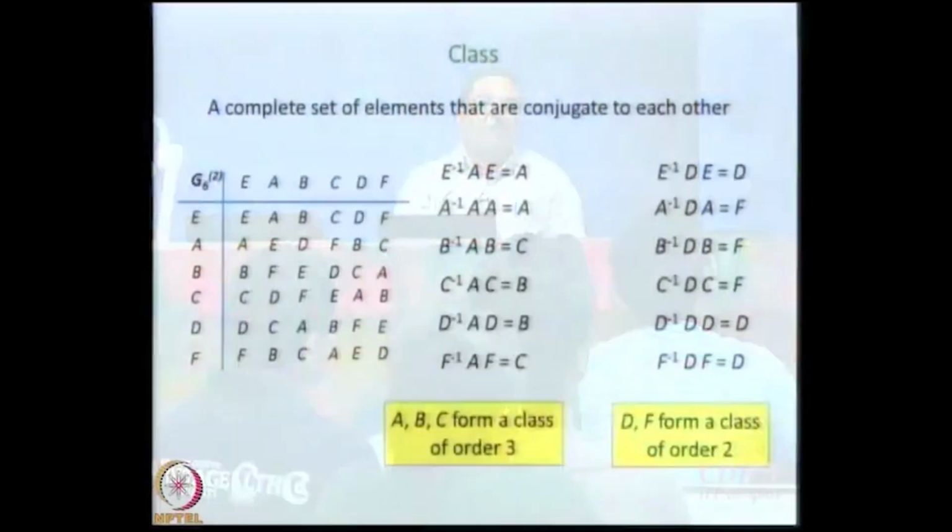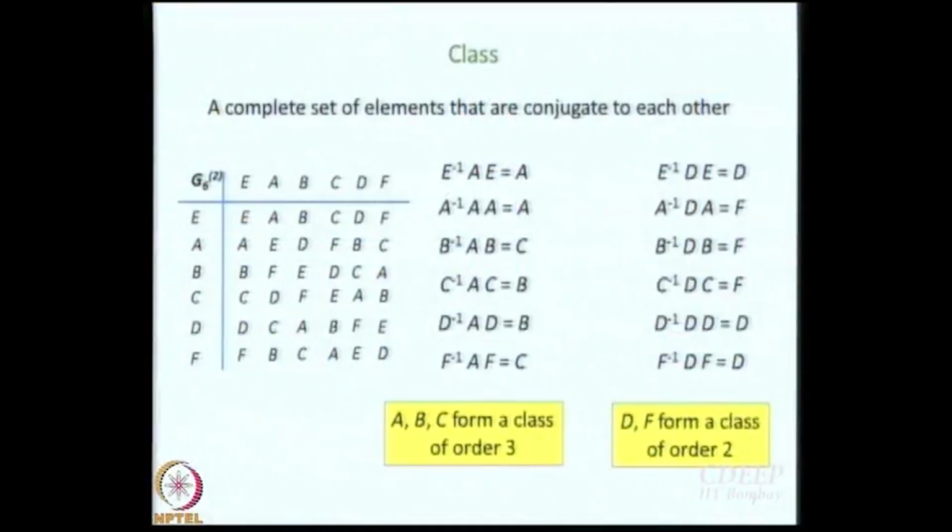And see, now look at the numbers. What is the order of the group? Order of the group is 6. And what are the orders of the classes? 3 and 2, 3 into 2, 6. It is almost becoming numerology, right. Orders of classes are integral factors of the order of the group, pretty much like the orders of the subgroup. You can prove it in the same way, right.